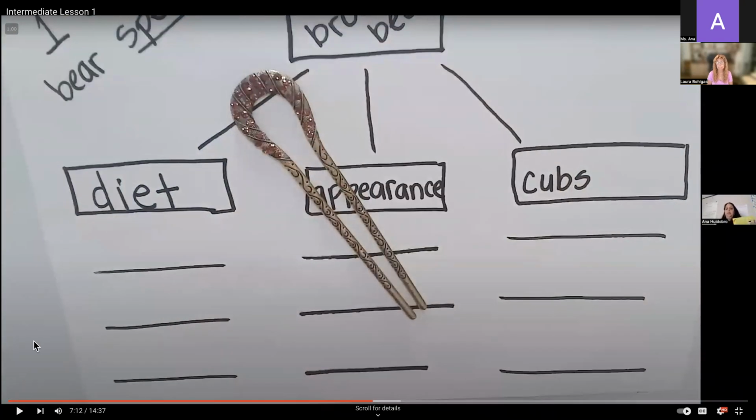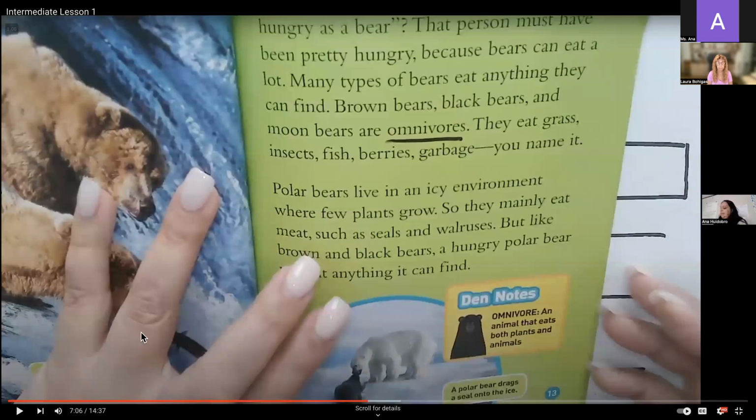Can we rewind it a little bit so we can get the book? Thank you. I'll give you guys 30 seconds to write the 3 things that you choose that bears eat. And remember, since it's spelled right in front of you, it should be spelled correctly on your graphic organizer.